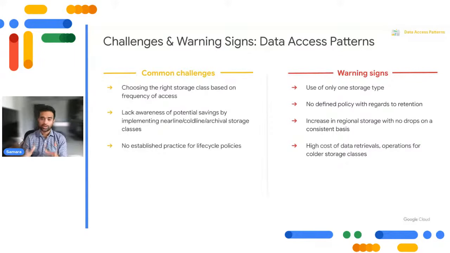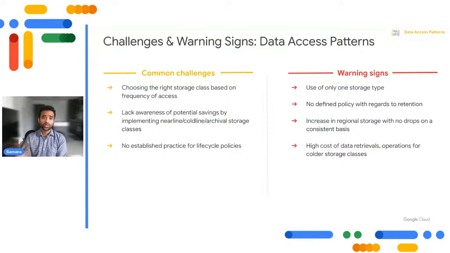So those are some of the challenges that we see within our customers. And some of the warning signs that will tell you that there is an opportunity to optimize more is to look and see within your landscape if you're using one storage type. We have four storage classes within GCS, each catering to different access patterns. If you are seeing just one storage class, for example, standard for all kinds of data, look and see if it is really aligned with the data access pattern that your data has.